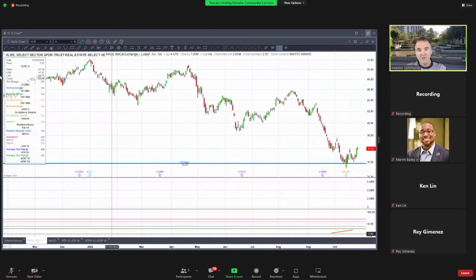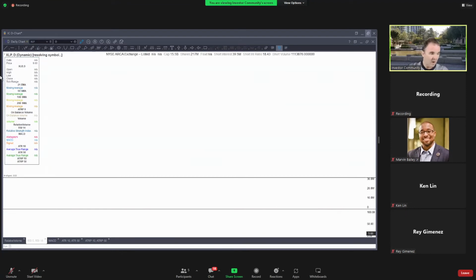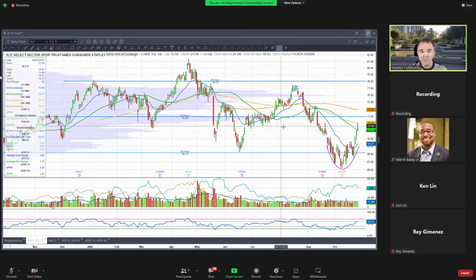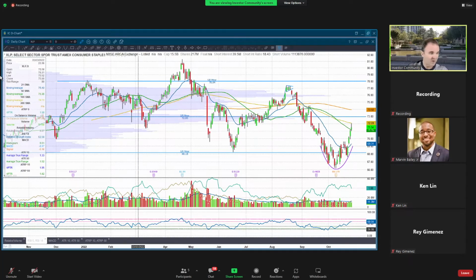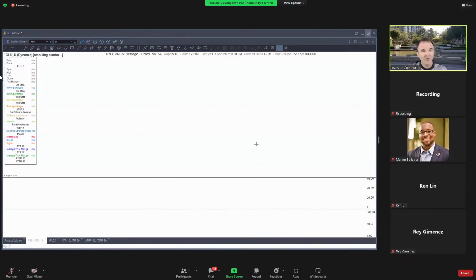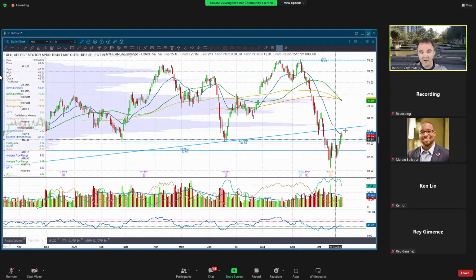Let's take a look at REITs. Bottom is holding, but nothing exciting going on. Staples: a rounding bottom that we pointed out quite a while ago, and really coming off of that, making a strong move out of there, but coming into resistance. It should take a break, take a rest there. And utilities. I think utilities are looking like they've put in a bottom. The move off the bottom isn't quite as strong. It's still not a bad move, though.